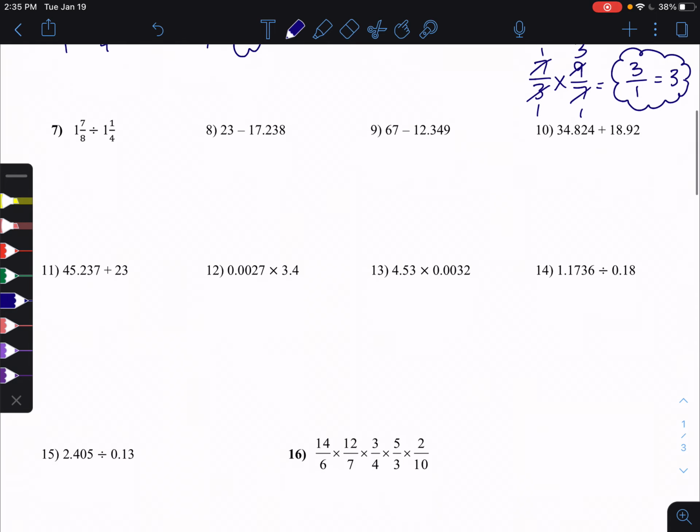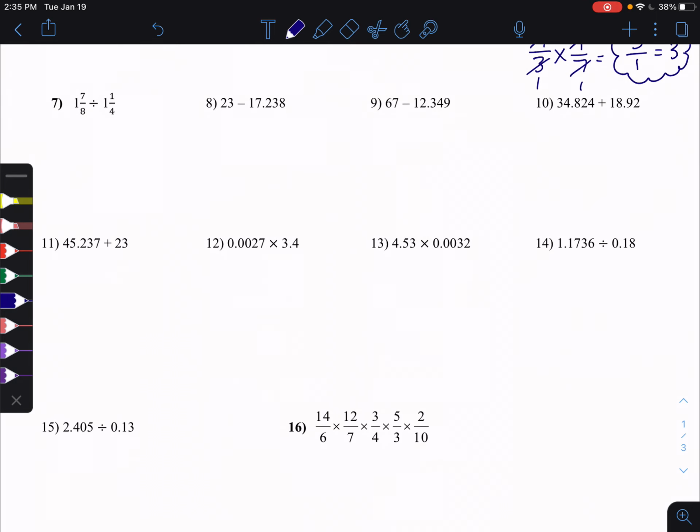Number 7 is a mixed number divided by a mixed number. So again, I'm going to change to improper fractions. So 1 times 8 is 8, plus 7 is 15 over 8, divided by 1 times 4 is 4, plus 1 is 5 over 4.